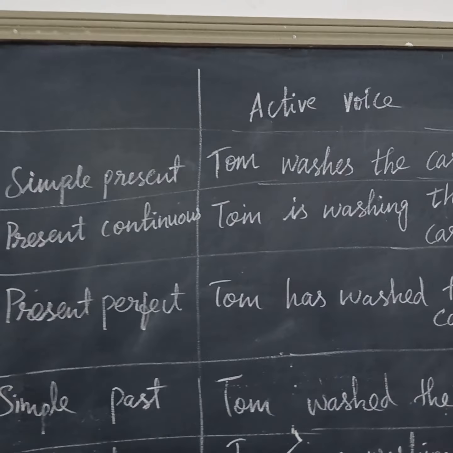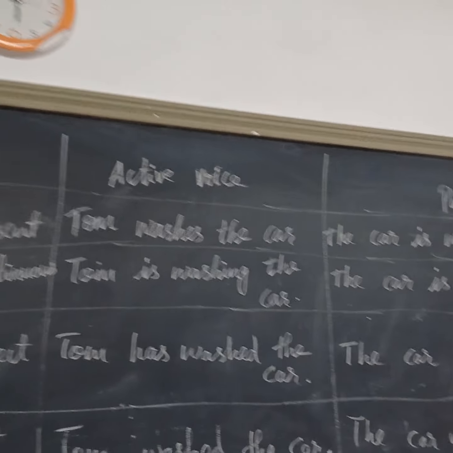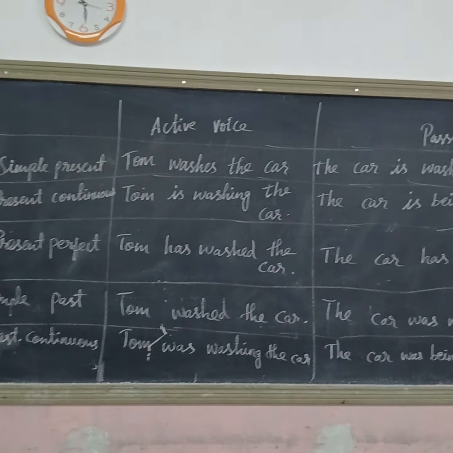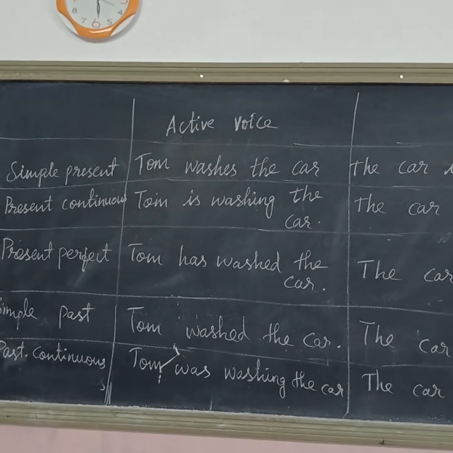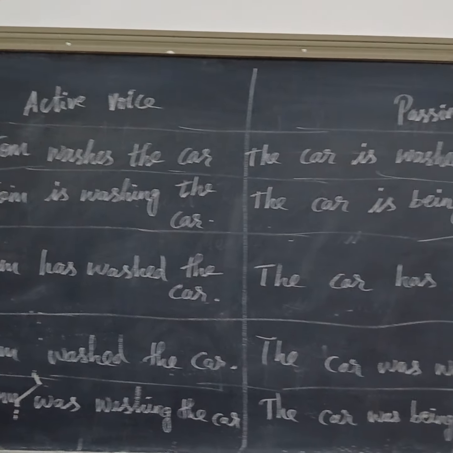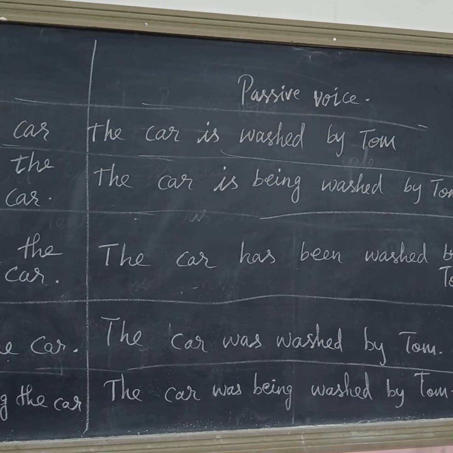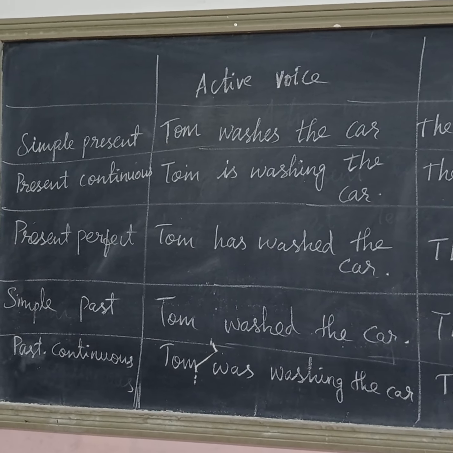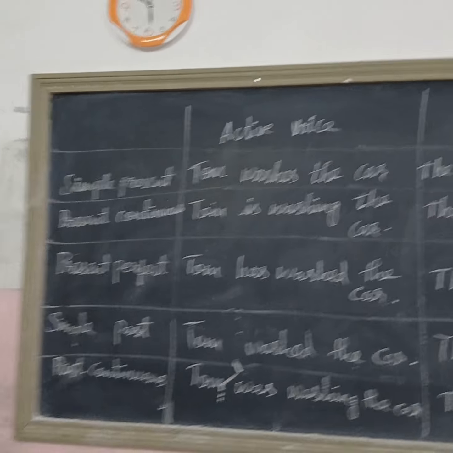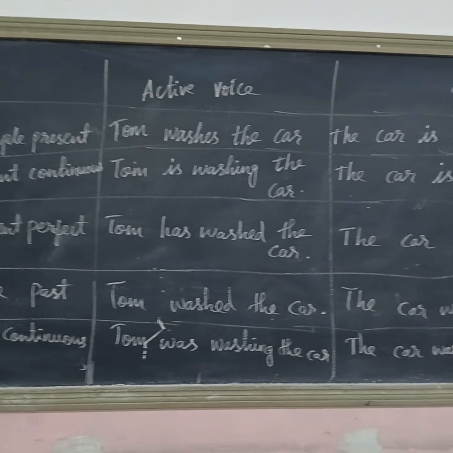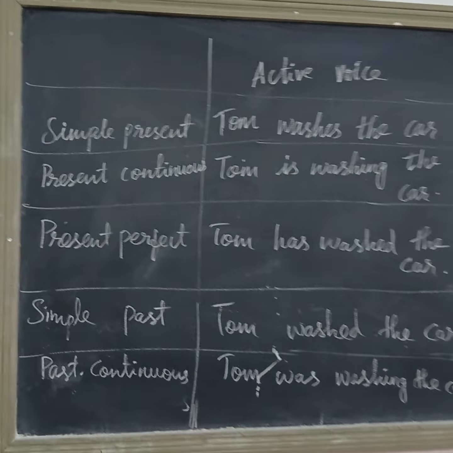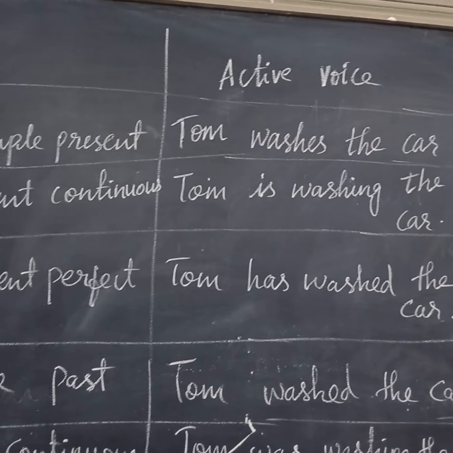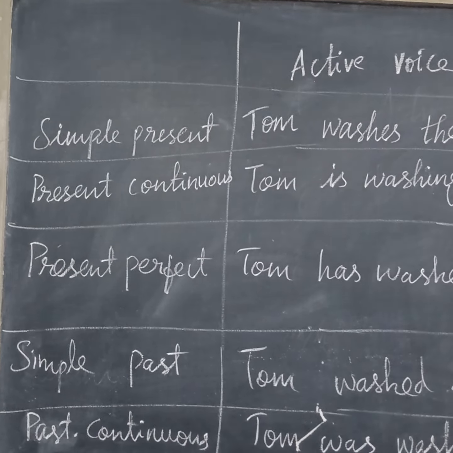First example, Tom washes the car. Tom washes the car, actually. This is active voice. In passive voice I have written, the car is washed by Tom. Look at the active voice. Tom washes the car. Here Tom is the subject, washes is the verb, the car is the object. Washes is simple present tense.